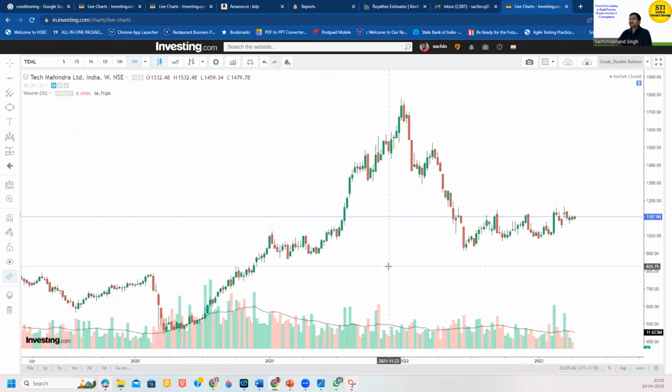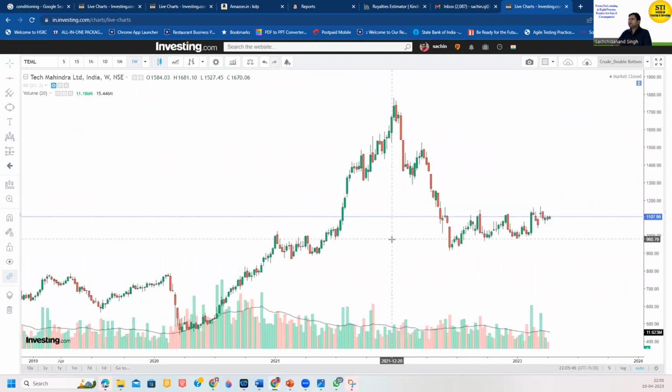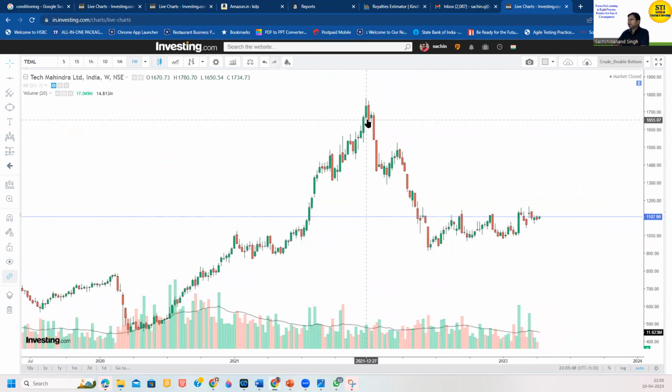So look at this one. This is again a weekly chart I have selected, but it's a recent example. So when has this formation happened? It started in 2021 and completed in 2022. So in the last 1 to 2 years, this head and shoulder formation has happened.